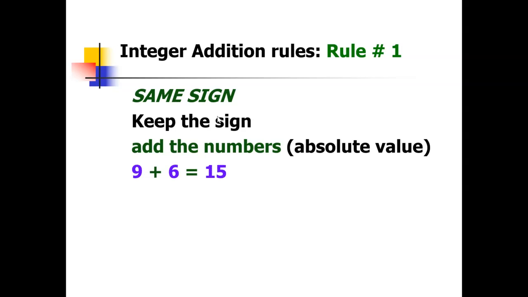Here's an example. 9 and 6, both positive. You want to add, which is 15. The sign will stay positive because both numbers are positive. Negative 7 plus negative 4 is negative 11. In terms of absolute value, negative 7 becomes positive 7, and negative 4 becomes positive 4. So we are adding 7 and 4 to get 11 first. Because both numbers are negative, my final answer will also stay negative. So it's easy to remember: just add the numbers and keep the sign the same.